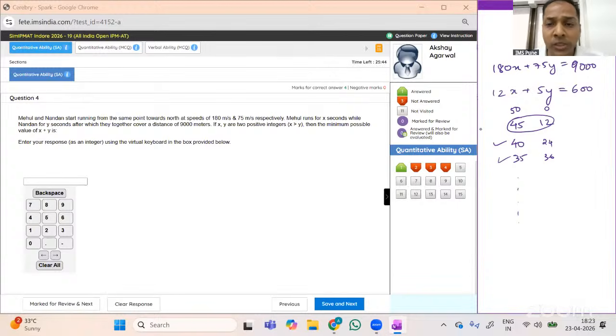If x and y are positive integers, none of them can be 0. So the minimum case would be x 45, y 12. The answer would be 57. So the minimum possible value for x plus y is 57, because next up it becomes 64, next up it becomes 71, and so on.